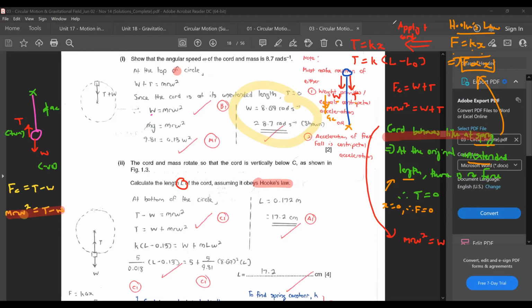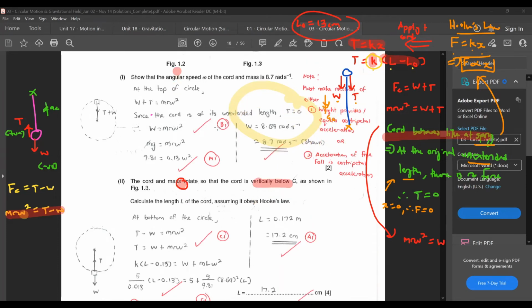Say L naught is your 13 centimeter. The question already told you your unextended length is 13 centimeter. So if you know that your chord behaves like a spring, T can be represented as T equals Kx, where K is your spring constant, and your extension is basically your final length L here minus your original length. Okay, but then after that, you will also have another separate issue to deal with. You do not know what K is in the first place. You know L naught as 13. L is what you want to find, but K is also something that you do not know.